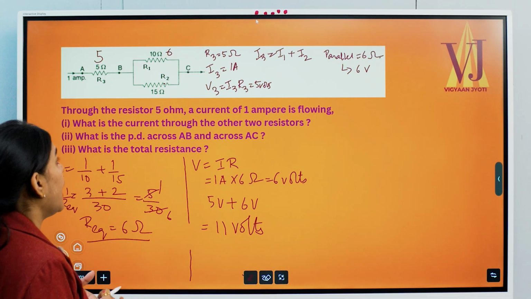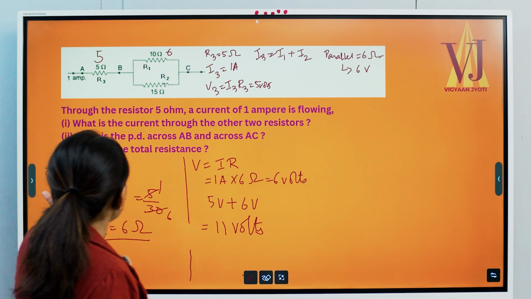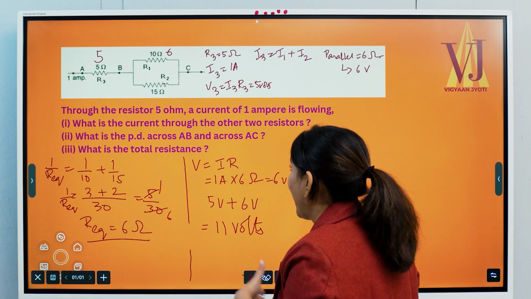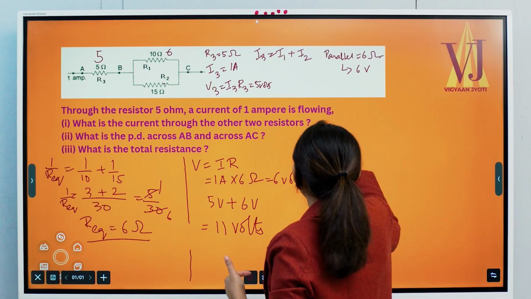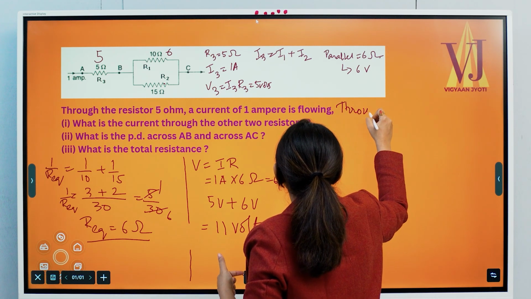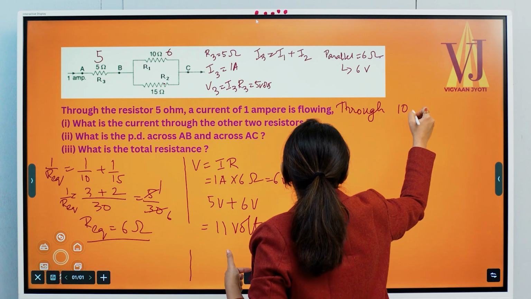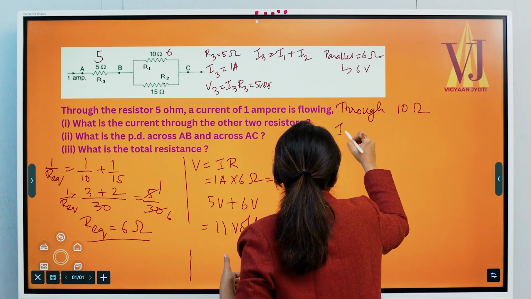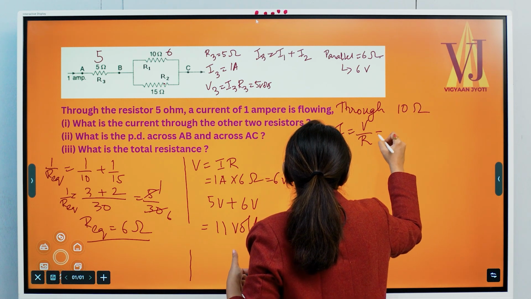Anything else missing? Yes, we can also find out how much current is going through the 10 ohm and 15 ohm resistors specifically. Through the 10 ohm, if I want to find out the current, it's V by R. So V is how much?